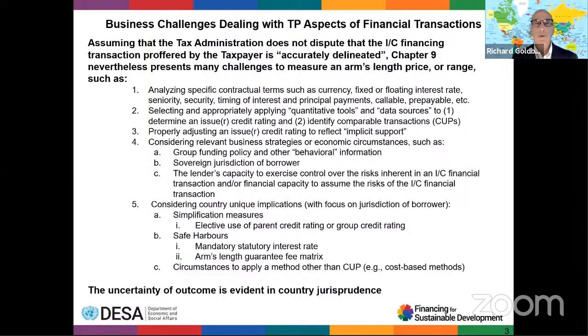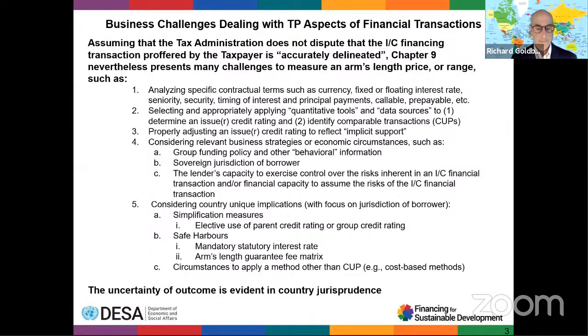There are incredibly complex rules in Chapter 10 of the OECD guidelines that require a reallocation of returns in excess of a risk-free return from the lender to a different group member if the lender does not possess the capacity to exercise control over risks inherent in an intercompany financial transaction and or the financial capacity to assume the risks of the intercompany financial transaction. In that event, the OECD guidelines indicate that the lender is allowed to receive only a risk-free return, and the other more appropriate group member or members will receive the excess as well as bear the economic consequences of any credit losses. This will produce unintended consequences and is virtually guaranteed to result in double taxation.